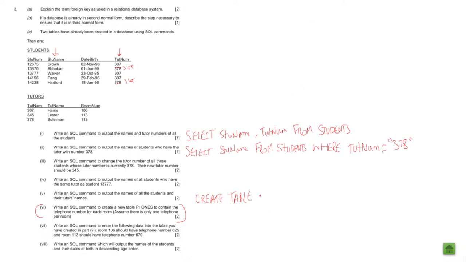So we've created a table, it's called phones. So I've got phones. Good. What do I do now? What attributes? No, not quite. So we create table phones, okay? And then it's looking for which contains the telephone number of each room. Now the telephone number of each room, that'll be phone num. And we could have, let's do a varchar.